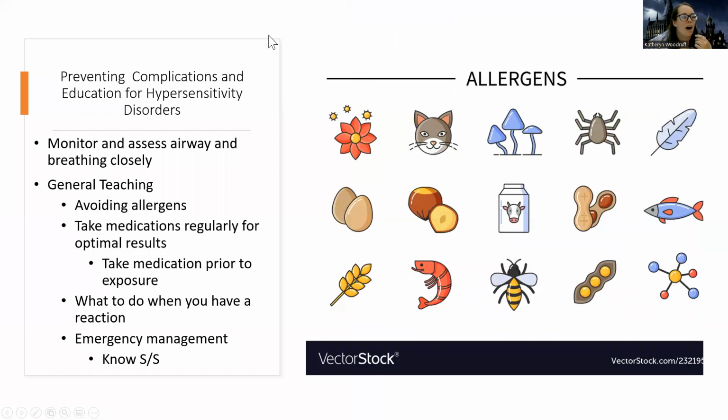So overall, what can we do to prevent complications for all hypersensitivity? I'm not just talking about anaphylaxis, but all hypersensitivity. I always want to monitor and assess their airway and breathing very closely. General teaching I might do is to avoid allergens. Again, keeping a diary, figuring out what's bothering them, and trying to stay away from it.